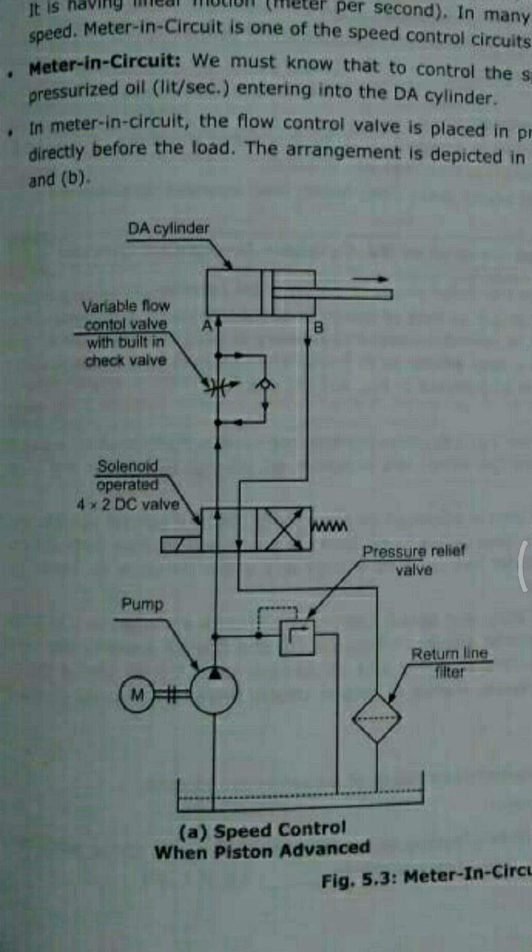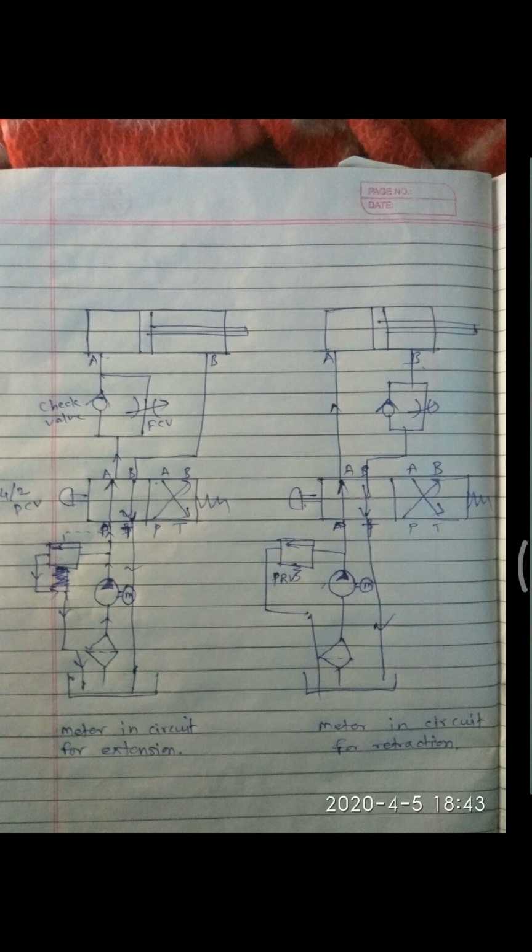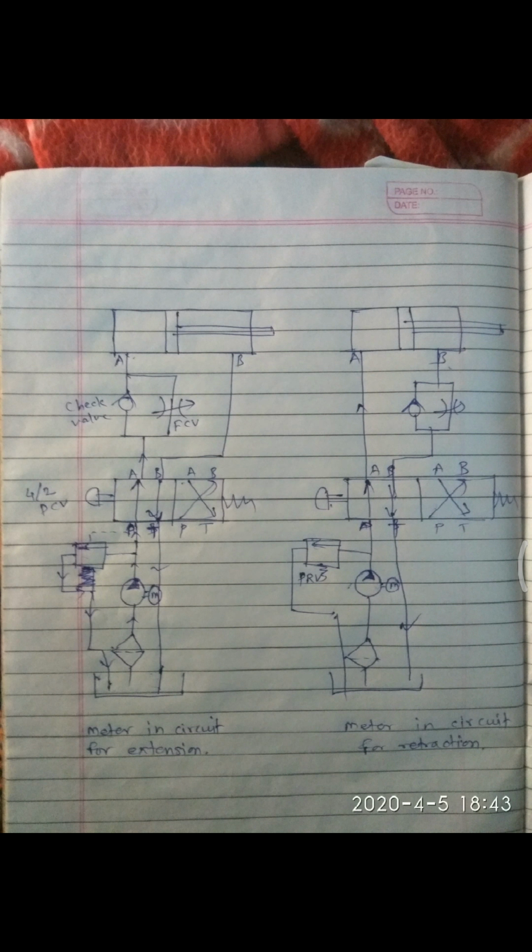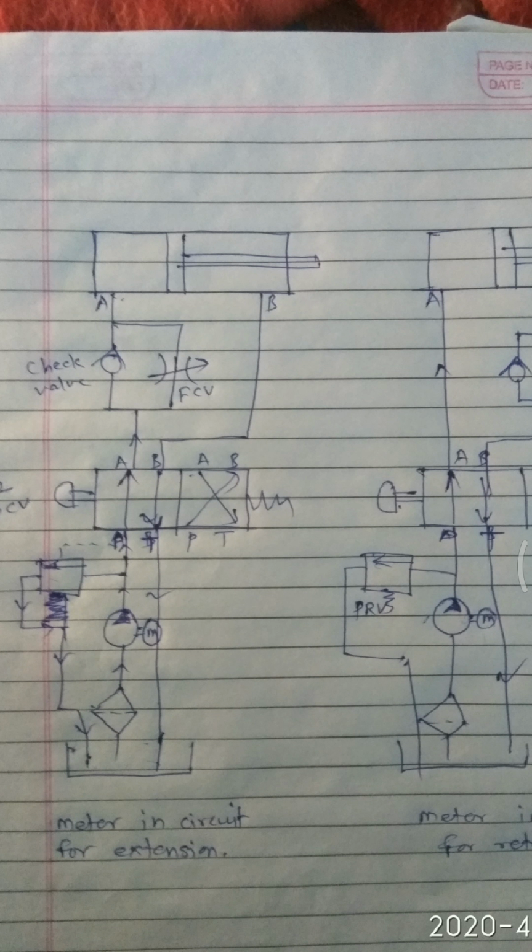Why is this called a 4 by 2 direction control valve? Four is for the 4 ports: 1, 2, 3, 4. I will show it in another diagram. I have a handwritten diagram. Here, the meter in circuit. Here P, T: P stands for pump port, T stands for tank port, A stands for the A side of the actuator, B stands for the B side of the actuator. Now back to this diagram.